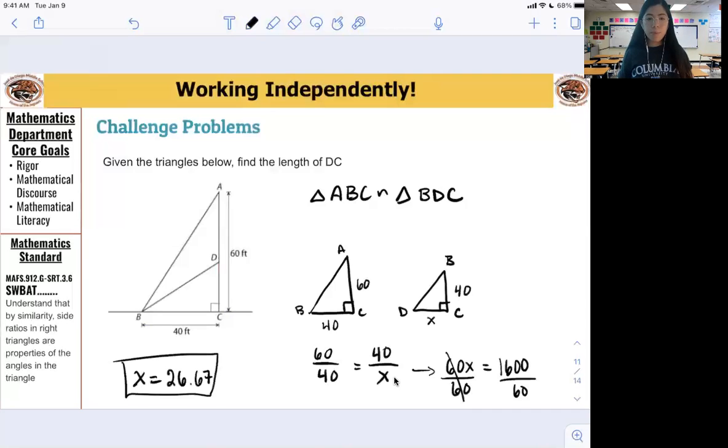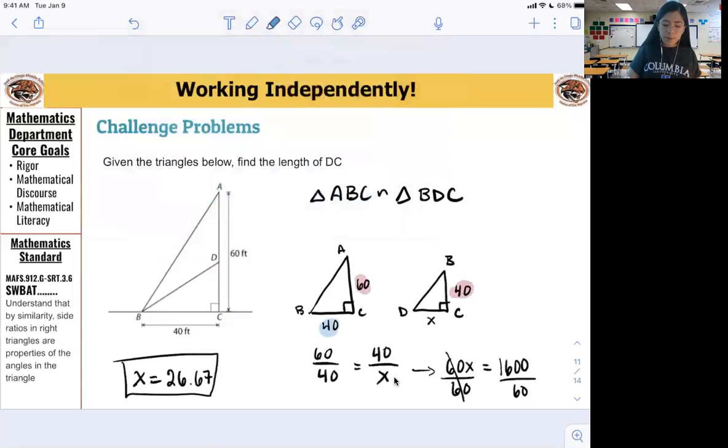So when you set up your proportion, or on any question where there's like one triangle inside another triangle, or they're facing different ways, one very helpful strategy is to redraw them so that they're facing the same way, so that you can visually see which sides are corresponding sides and which sides are not.